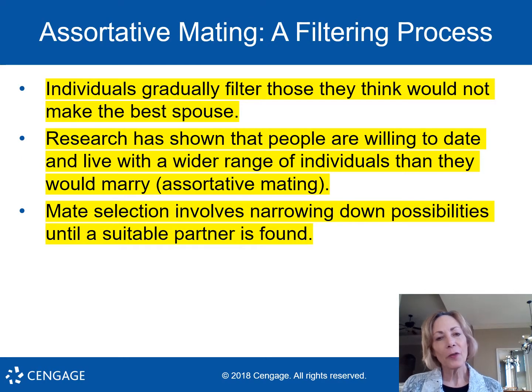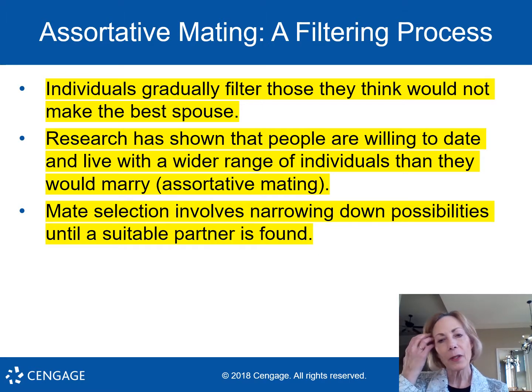Assortative mating is the filtering process. Your book refers to how we sort and sift to find that right person. Individuals gradually filter through those they think would not make the best spouse. Research has shown that people are willing to date and live with a wider range of individuals than they would marry. So we do need to be picky about who we're marrying. Mate selection involves narrowing down the possibilities until a suitable partner is found.